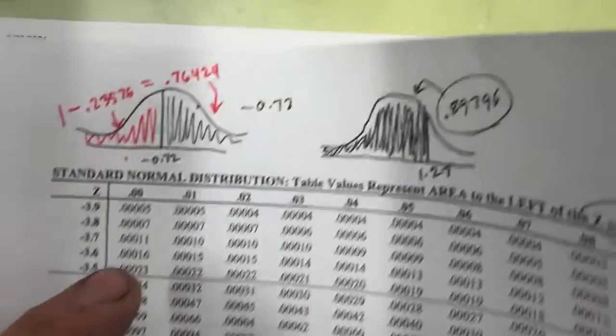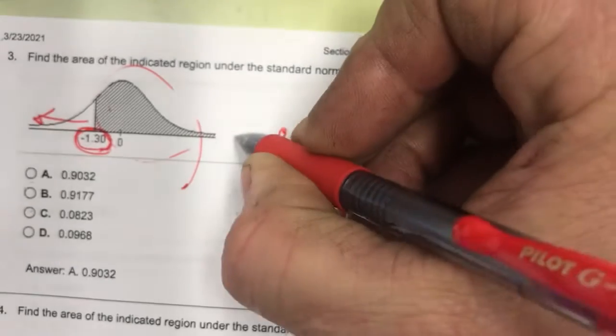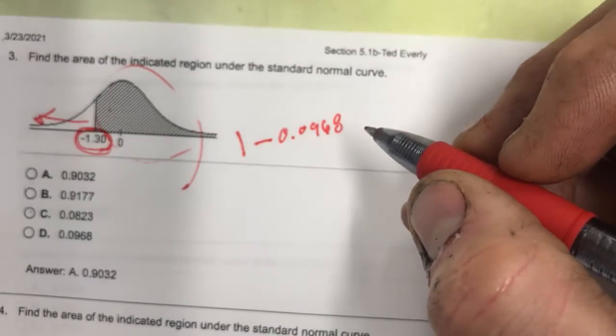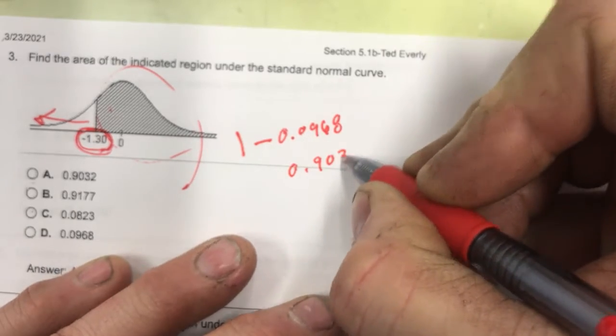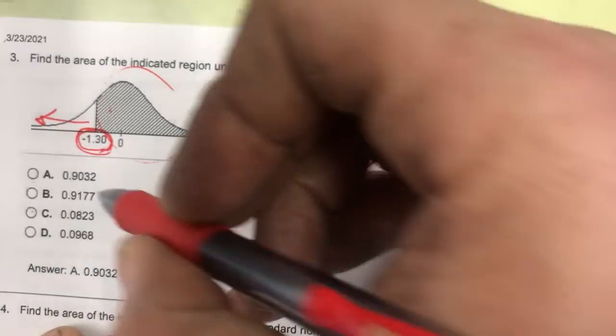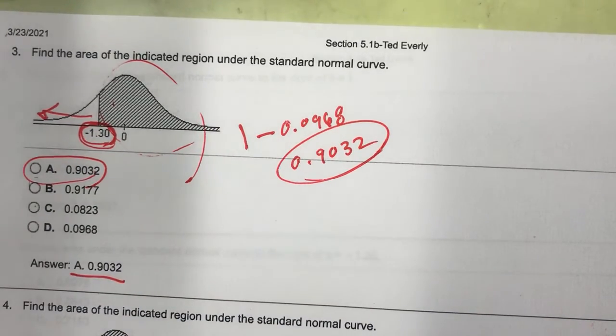So this value that I looked up on this chart is values to the left. This is to the right. Since it's to the right, I've got to do 1 minus that. And so 1 minus that would be 0.9032. There you go. And so here it is, A. And you can see the answer right there.